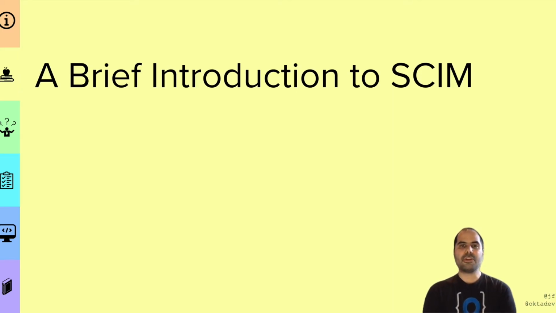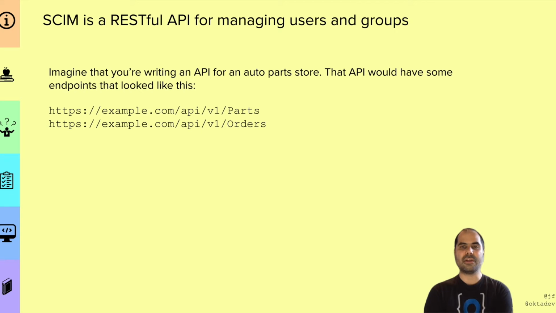Now let's go over a brief introduction to SCIM. Given the title of this talk, I'm assuming that you're a software developer or understand how to look at code, or have experience writing code or using it. Given that type of background, it's pretty easy to understand what SCIM is. It's just a RESTful API for managing users and groups.